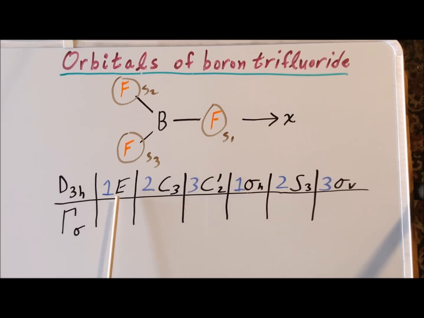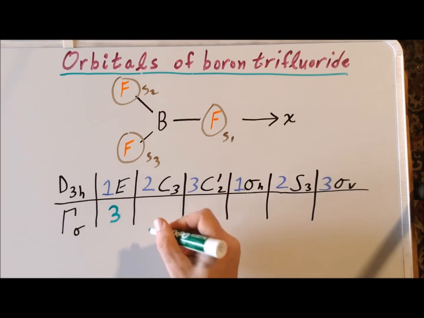So for example, the first symmetry operation is E, the identity. So in the identity, nothing moves. So we have 1, 2, 3 orbitals that don't move. So our character is going to be a 3. For the C3 operation, the C3 axis comes perpendicular to the plane of the whiteboard. So that would take orbital S1 to S2. S2 would go to S3, and S3 would go to S1. Since each of the orbitals has moved, none of them stay still, so our character is going to be a 0.